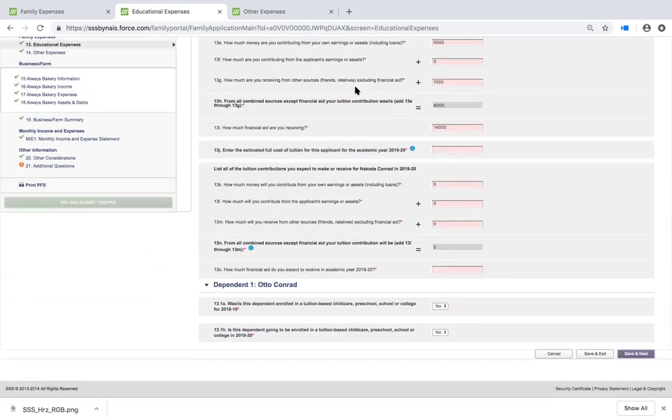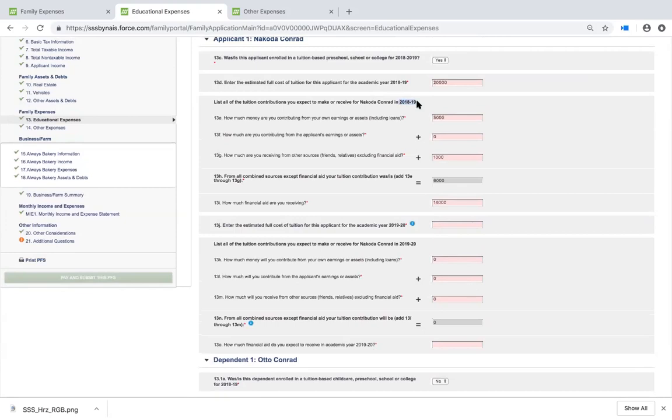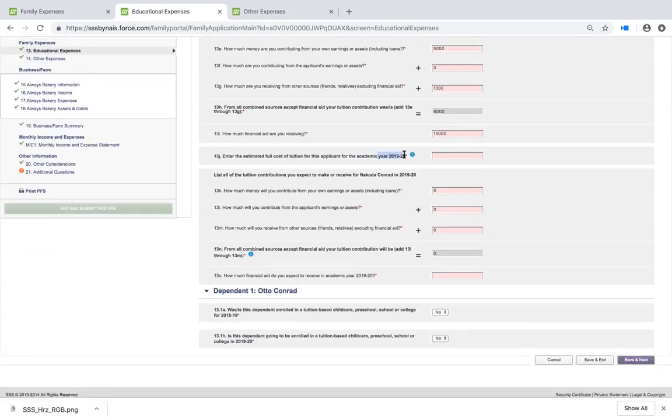Now that we've entered all the information for the 18-19 year, let's move on to the 2019-20 year, or the year that we're actually applying for aid for. And again, it would like the estimated full cost of tuition for the upcoming school year. And our tuition did go up this year to $25,000.